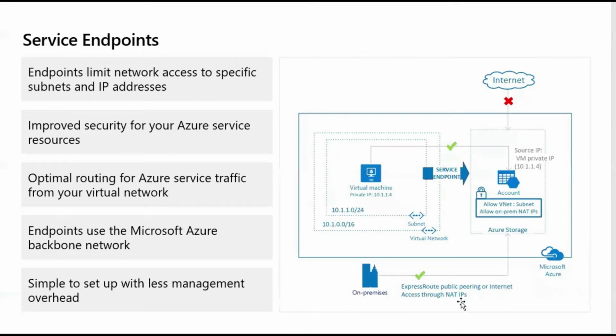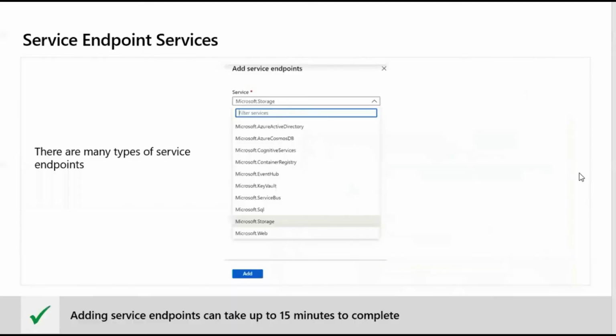Express or public peering or internet access to the NAT IP. This is on premises, and this is Azure storage. So one service endpoint will be in here, another service endpoint will be here. Microsoft provides all these service endpoints, such as the Microsoft Azure directory endpoint, database endpoint, key vault endpoint, SQL servers endpoint, storage endpoint. Endpoint means a kind of location.